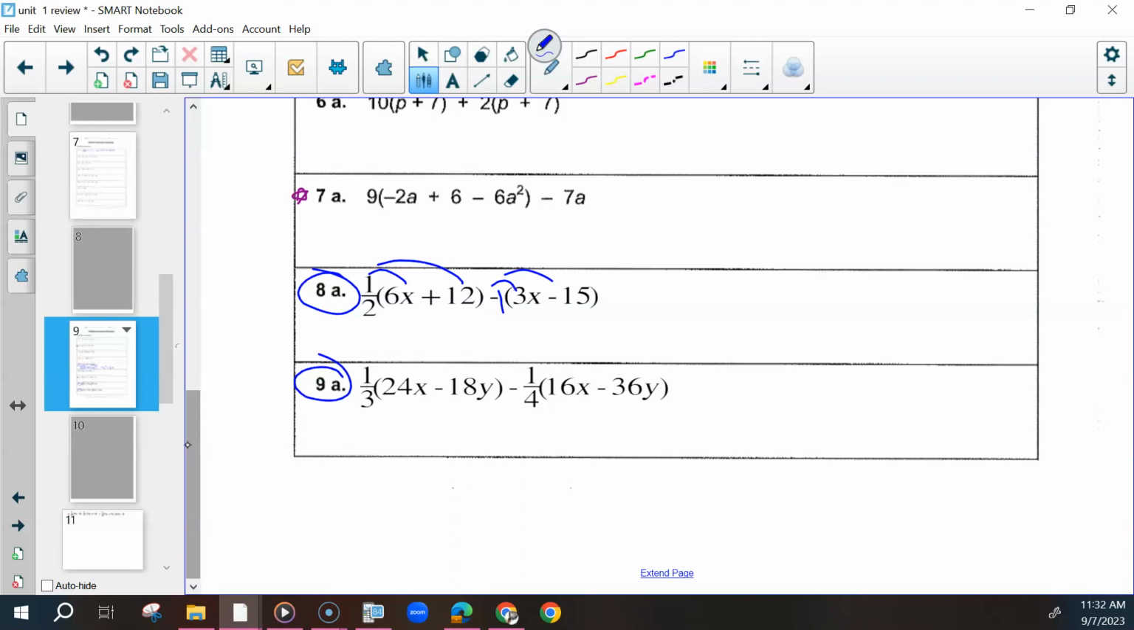Alright, so then you can multiply 1/2 and 6 or divide. And then multiply 1/2 and 12 or divide. And then multiply negative 1/10.